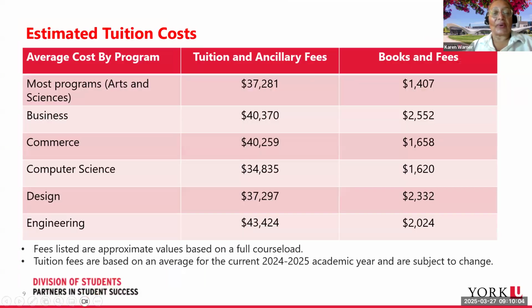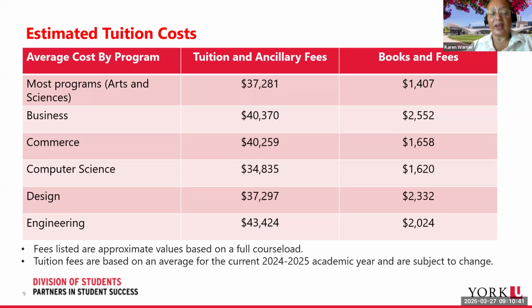Thank you. Okay, so this first slide just talks a little bit about what you can expect in terms of tuition. This is based on our current tuition for the 24-25 academic year. Our fees for the fall have not yet been finalized, but should be up shortly and available on our website. But just to give you a general sense of what tuition costs and book fees would be for a student, depending on your program, most of our science and arts programs, you're looking at about $37,000 for the academic year, so for fall and winter. And that is based on a full course load.